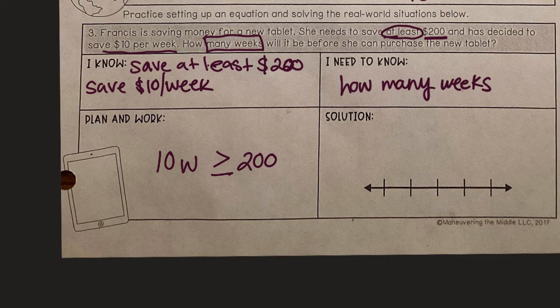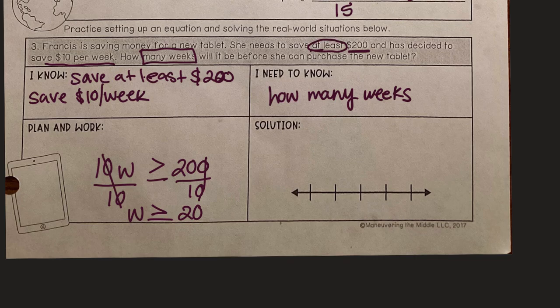Now I'm going to solve. I solve by getting my variable all by itself. So right now 10 is being multiplied with W. I'm going to divide by 10 on both sides. Now 10 is canceled out, making W by itself. I divided by a positive number, so I do not need to flip my sign. And now I have 200 divided by 10, which I know is 20. Okay, because my zeros cancel out, making that 20 over 1, which is 20. So my solution is her weeks need to be greater than or equal to 20, in order for her to save up enough money for her new tablet.